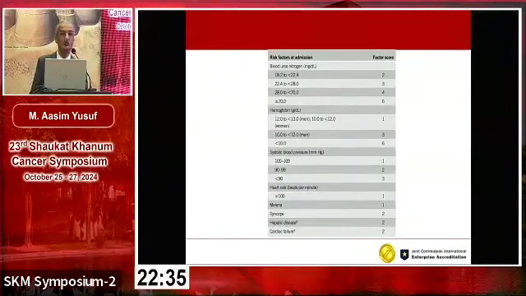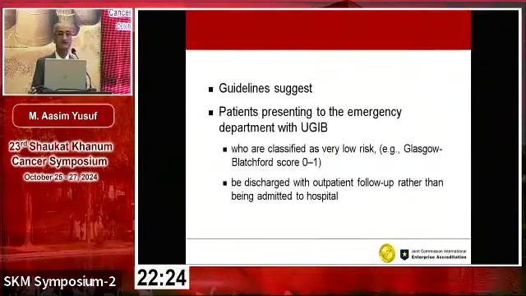In other words, if you score low on all of those, if your urea nitrogen is normal, you're not hypotensive or tachycardic, you've got no melena or syncope, your score will be 0, and that's considered low risk. The guidelines suggest that patients presenting to the emergency department with an upper GI bleed who score very low, a score of 0 or 1, who are hemodynamically stable, should be discharged with outpatient follow-up and don't need to be admitted to hospital and don't need urgent intervention.